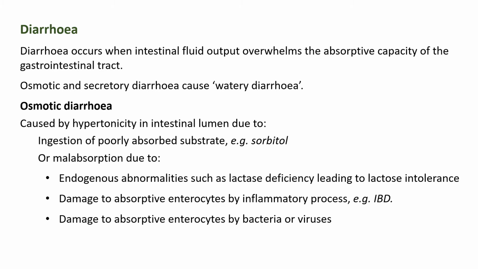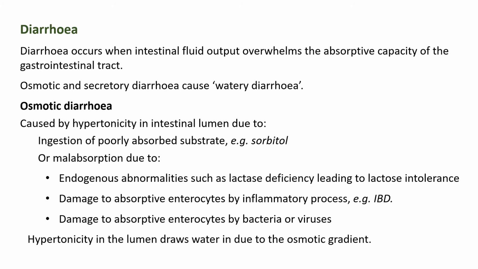Another possible cause of malabsorption is damage to the enterocytes. If you damage the enterocytes of the villi, they're unable to absorb any solutes that they should be absorbing, so nutrients of various kinds, glucose, all that sort of thing. If they can't absorb it, it's going to remain in the lumen and cause hypertonicity. Damage is possible from inflammatory processes, so in inflammatory bowel disorders, or due to pathogen action, so bacteria and viruses destroying the enterocytes. And of course, this hypertonicity in the lumen is going to draw water in due to the osmotic gradient, greater than we can reabsorb when we get down to the colon.